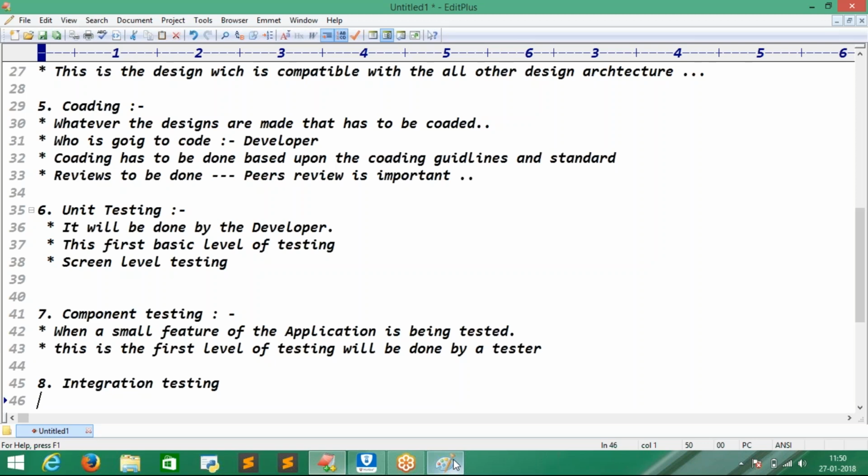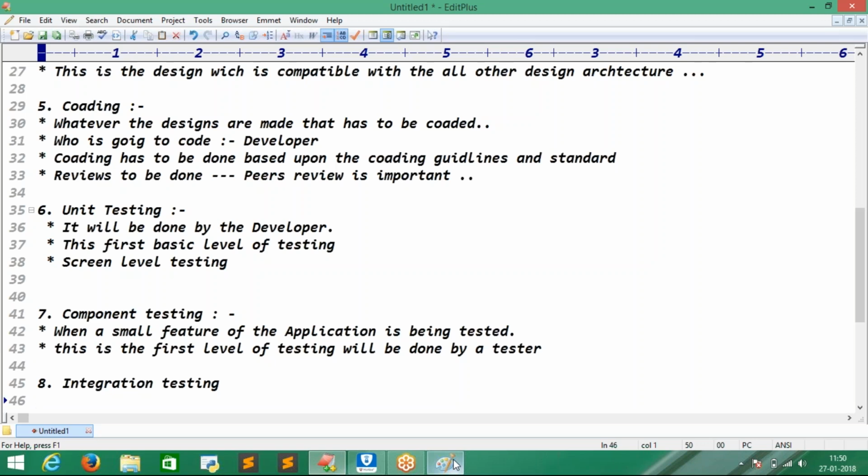Let's say the IRCTC application, where the data should flow from one phase to another phase. When I'm testing only the reservation phase, or only the cancellation page, that is only one thing, that is component testing, when I'm testing only a single feature.